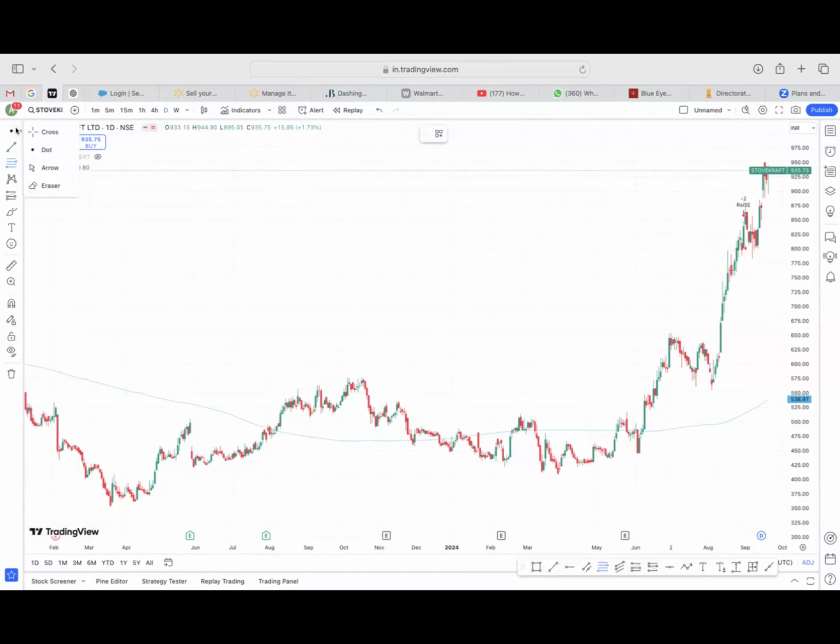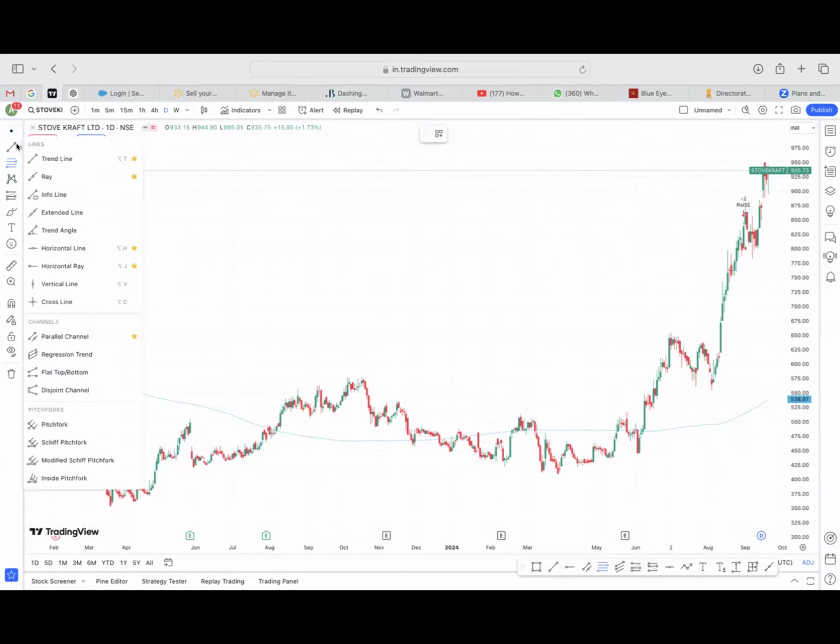For that we will be star marking all the tools that we'll be using. For star marking you just have to go on the right side and star mark. Whatever is there on my screen you can star mark, as we'll be using these things from tomorrow. You can star mark trend line, horizontal ray, parallel channel. 4 things in this one: trend line, horizontal ray, and parallel channel.